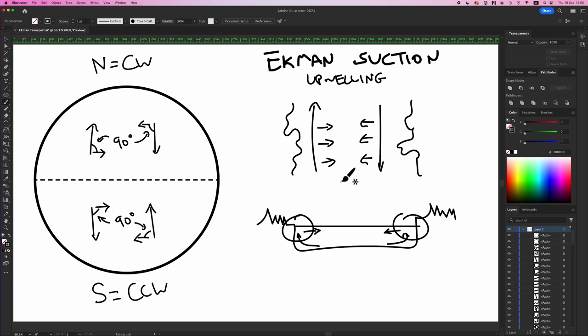Now, it's worth noting, albeit it's not really relevant to us at all, you don't need land for upwelling to occur.